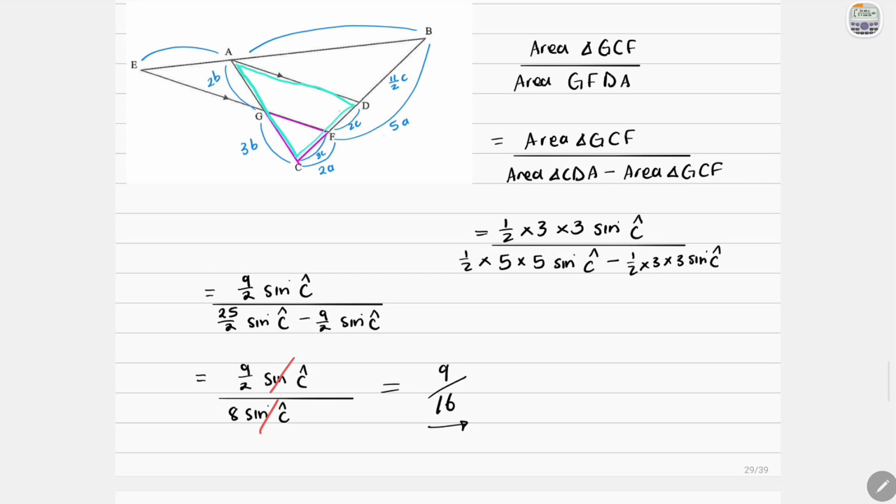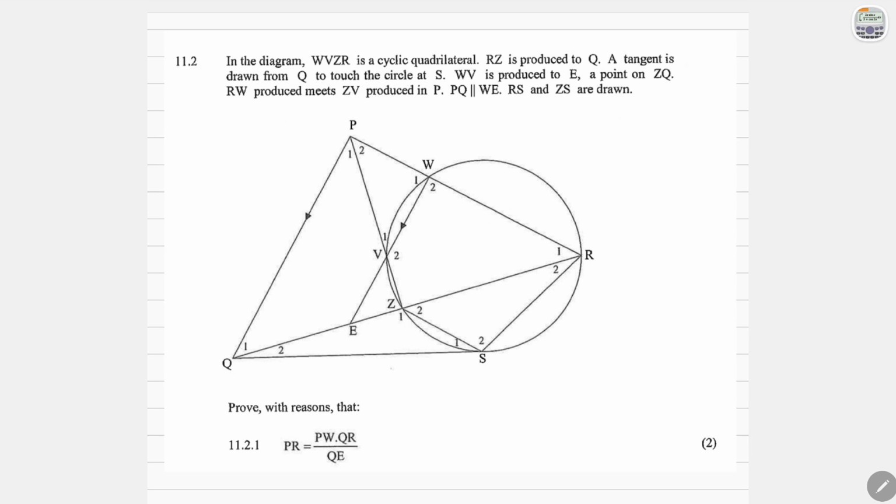And moving on to the next question. Okay, so now we are on 11.2, the last section of Euclid, which is usually the most challenging one. So let's get into it.